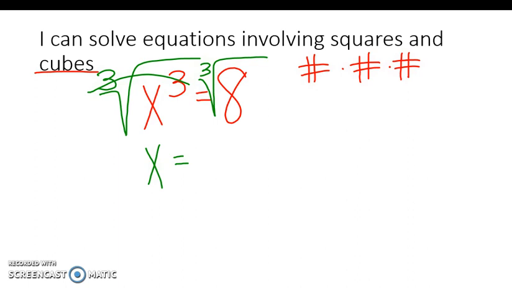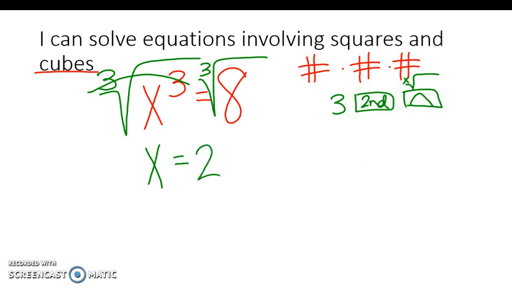Remember, we hit the 3, the second button, and then we hit that caret button, and then you type in the number. So the cube root of 8 is 2.